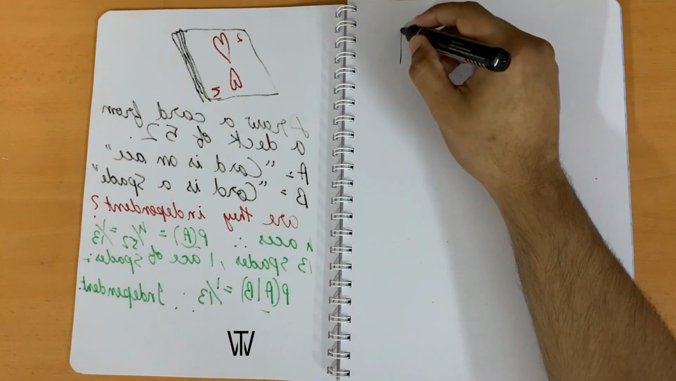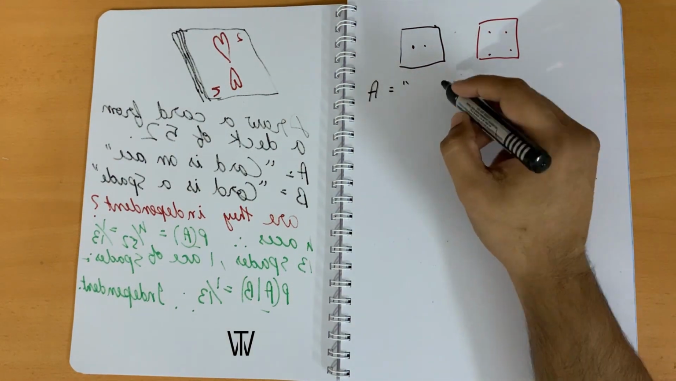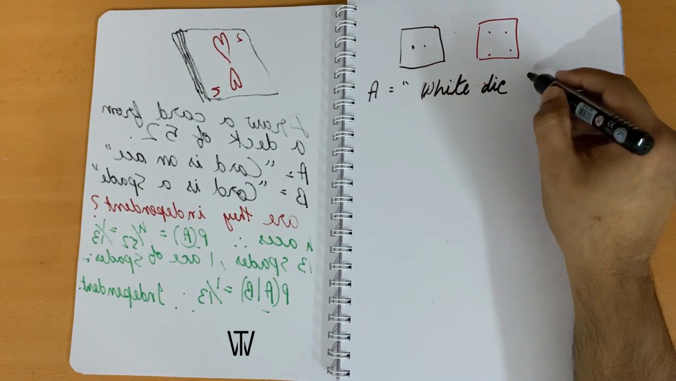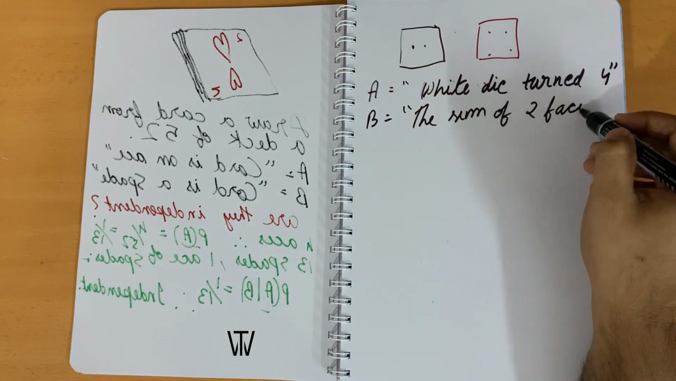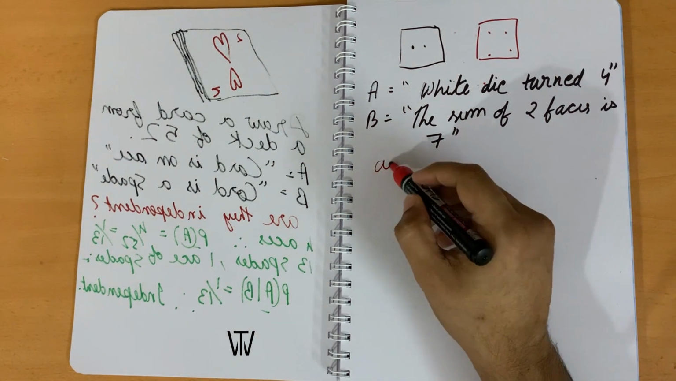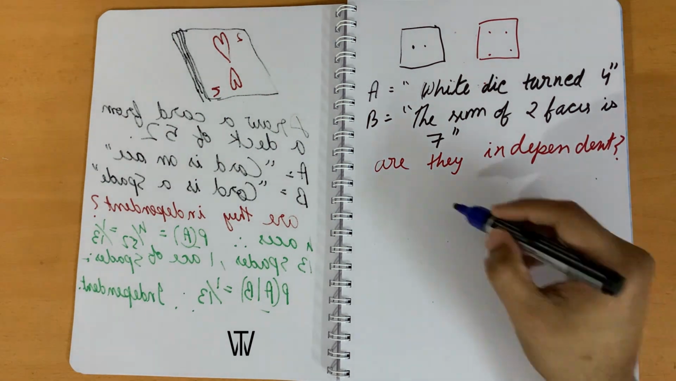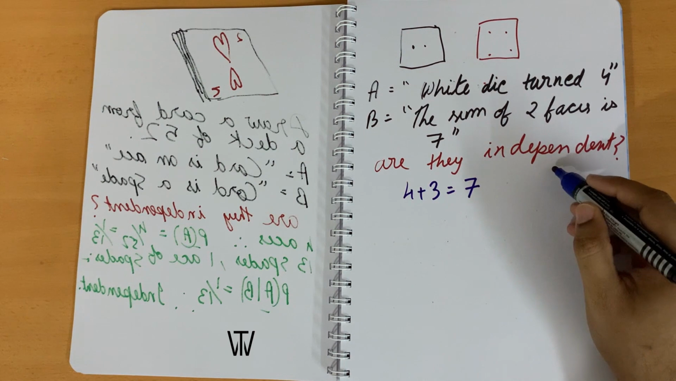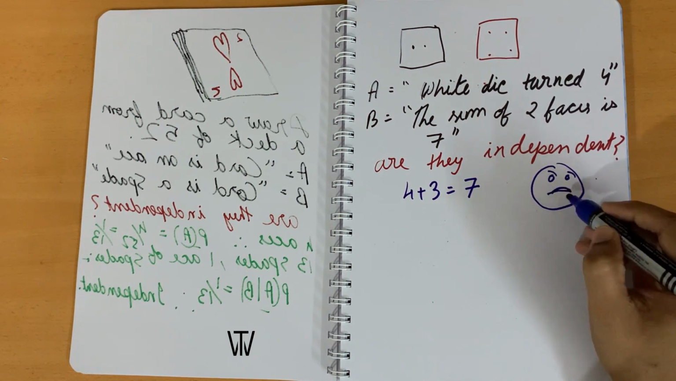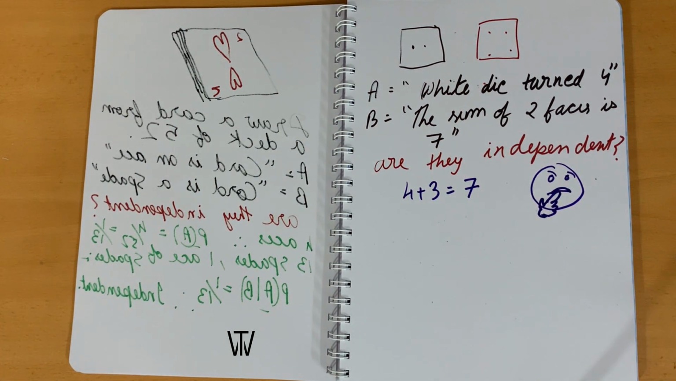Now let's make this interesting. Suppose a white die and a red die are rolled together. Let A be the event, the white die turned 4. Let B be the event, the sum of the faces of the two dice equals 7. Take a moment to think about it. Are they independent or dependent? You might think, well, 4 plus 3 equals 7. So if I know that the white die showed up 4, the event of the sum of the two dice becoming 7 must be dependent on the first event.